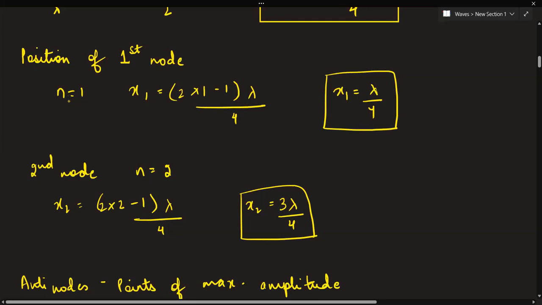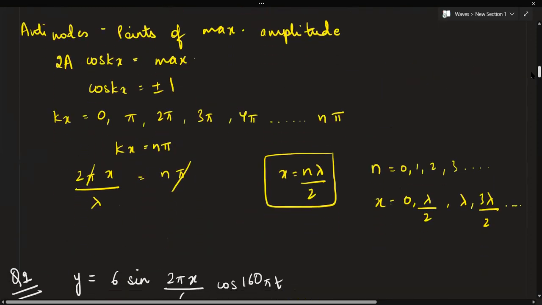See, when we substitute n equal to 1, then x is equal to (2n minus 1) lambda by 4 in this equation. So the first node we will be getting at which place? Lambda by 4. Then the second node at which place? 3 lambda by 4. So this will go on. X will have values like lambda by 4, 3 lambda by 4, 5 lambda by 4, and so on. These will be the positions of the various nodes.